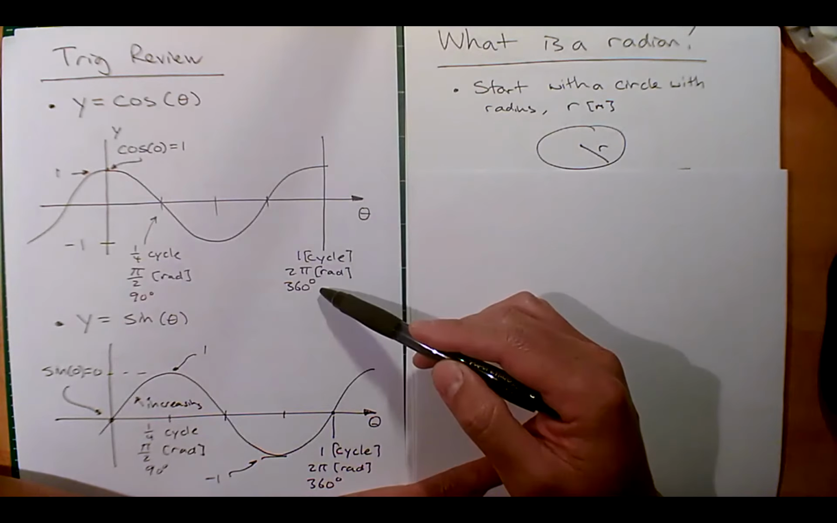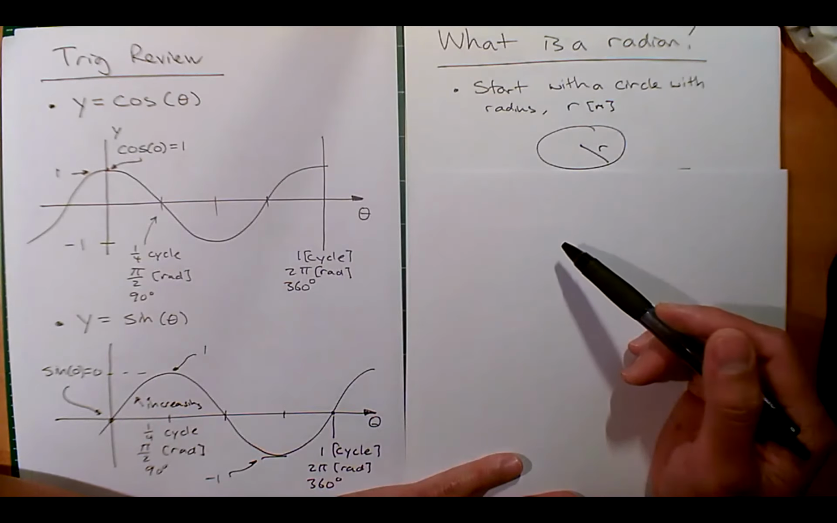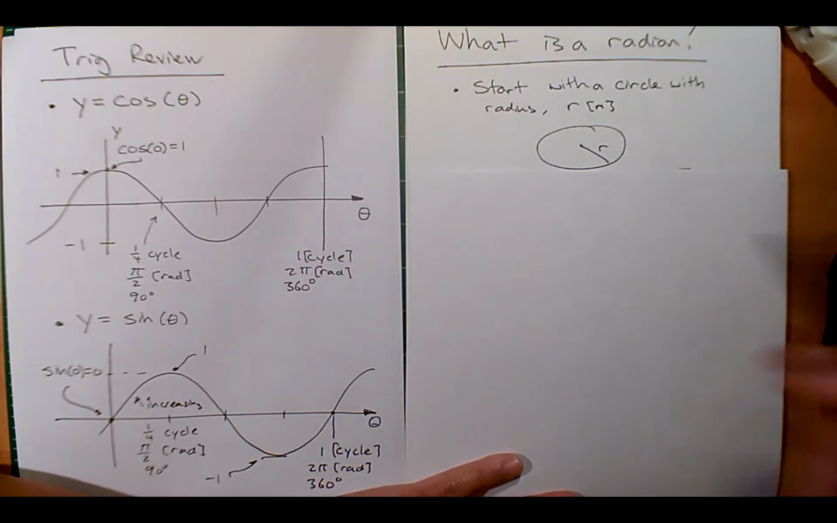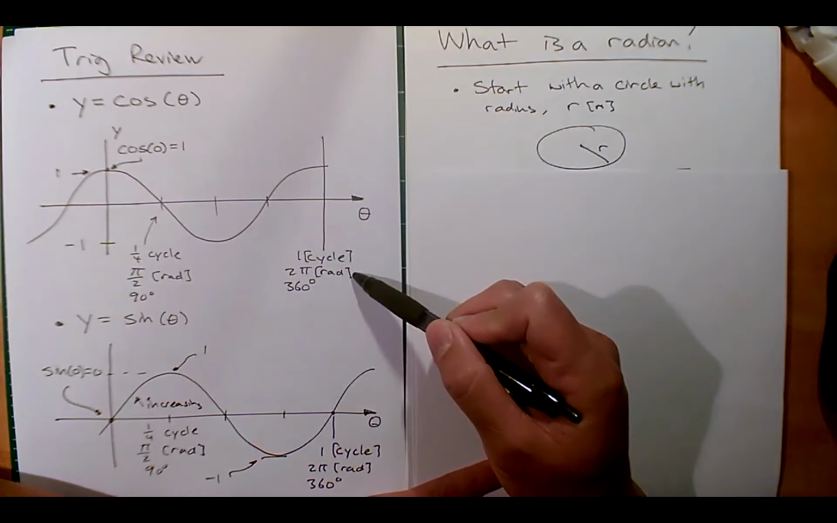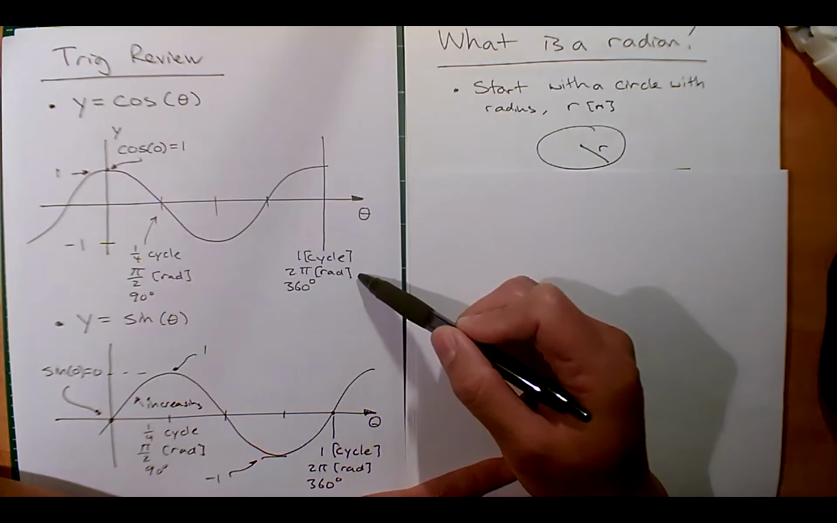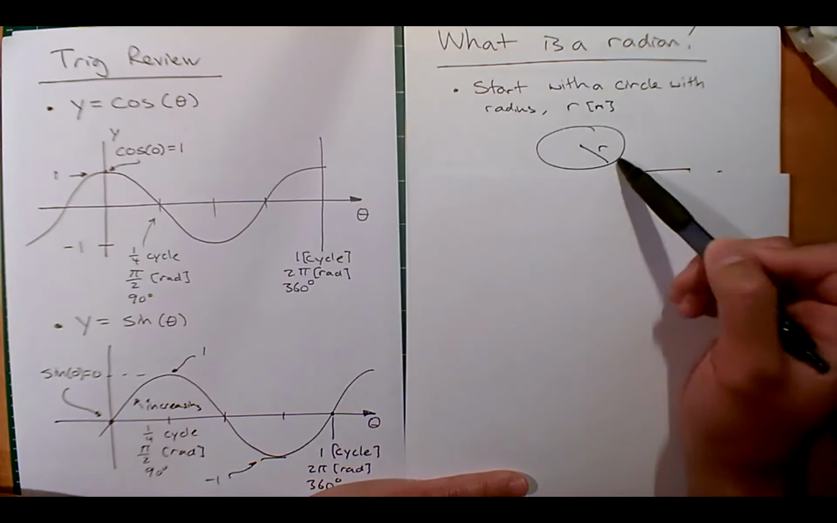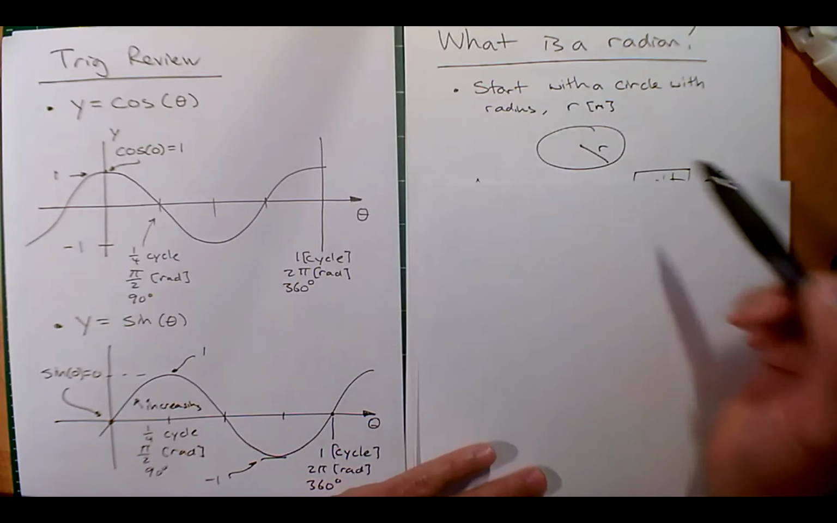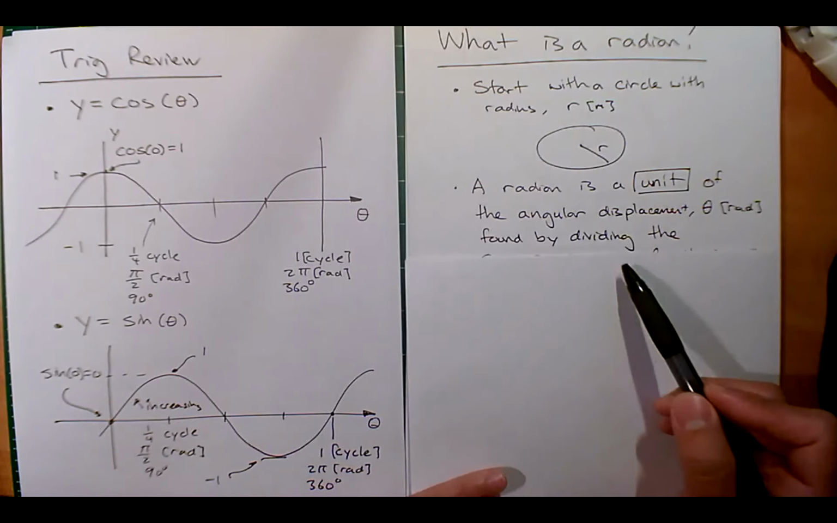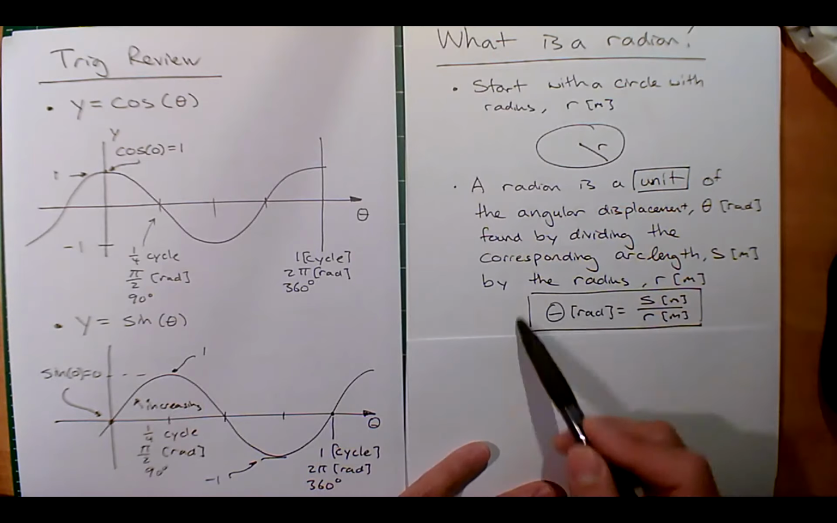But it's not very useful when you go beyond one revolution, or one cycle, because then you're like, 720, and then I've got to add 360. That's painful to do, right? I have to be honest, radians are the same way. But the nice thing is they don't have to have any factors when you calculate power, right? And so that's nice. So let's look at why. Let's look at a unit circle here. We have a unit circle here, and we have some radius, right? And a radian is a unit of the angular displacement theta found by dividing the corresponding arc length by the radius, okay? So this is the definition.